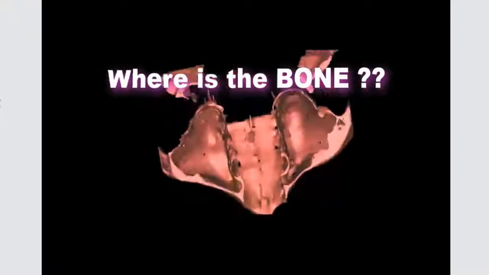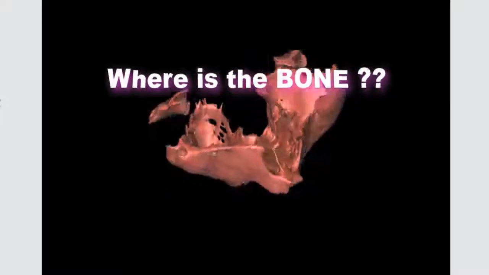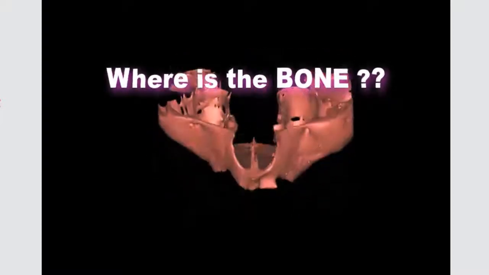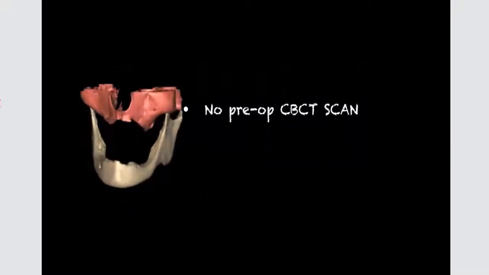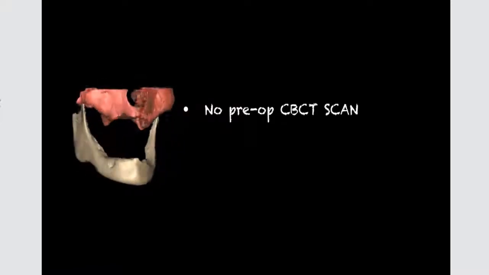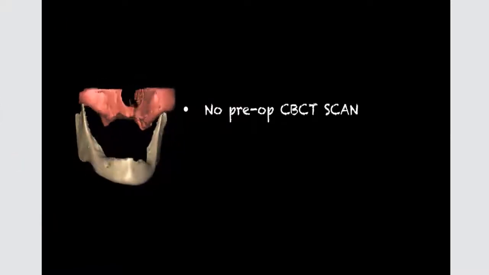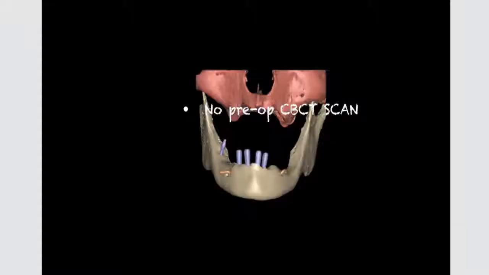In the maxillary arch, there was supposed to be bone. There is no bone. As you can see, the large cavities, and if you're not used to seeing these images, this is a 3D volumetric reconstructed view. There was no preoperative cone beam CT scan in this case, and so this was done freehand.